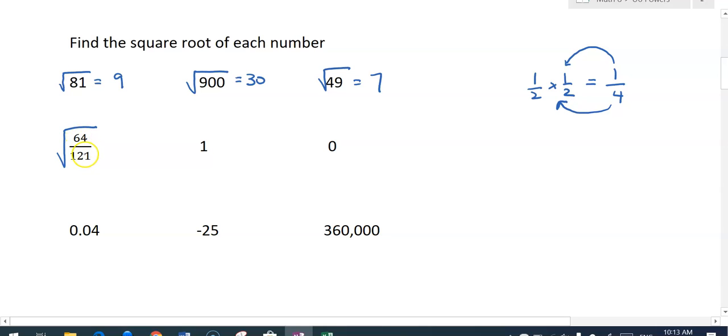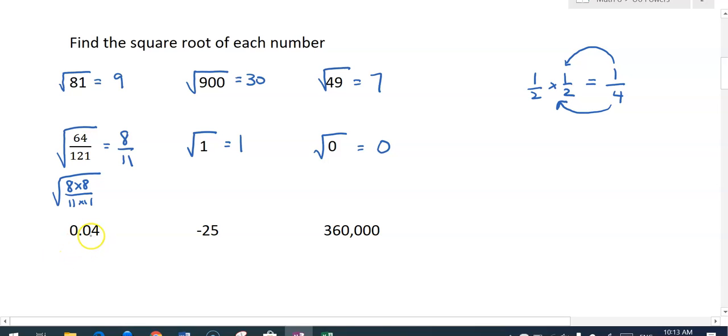So the square root of 64 over 121, well, we know that 64 is 8 times 8, and 121 is 11 times 11, so the square root is 8 over 11. The square root of 1 is just 1, because 1 times 1 is 1. Same thing with 0. The square root of 0 is simply just 0, because 0 times 0 is 0.